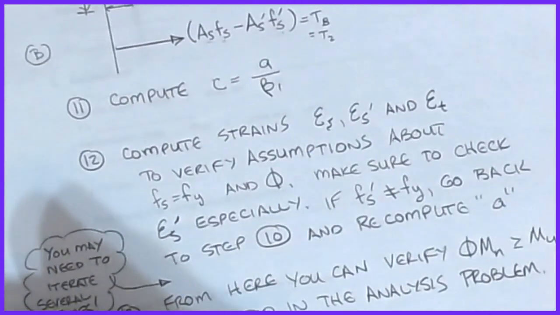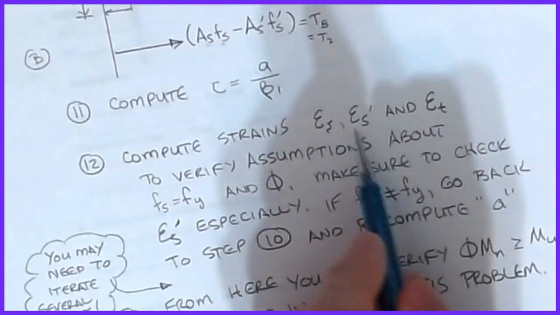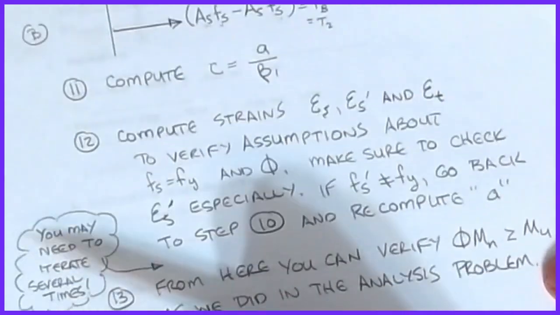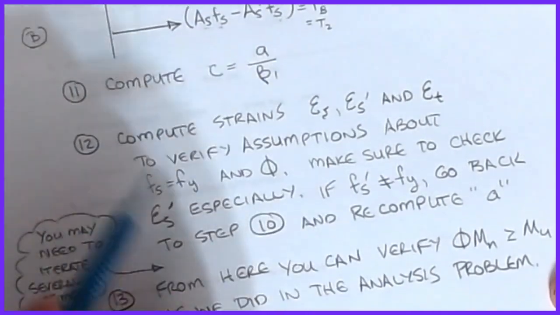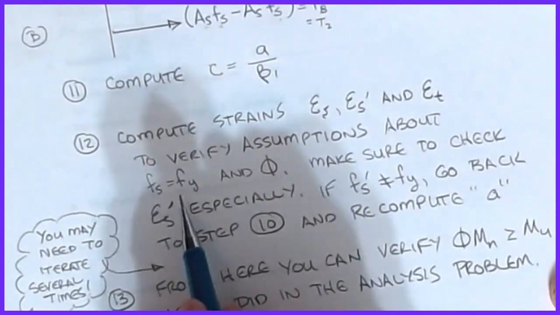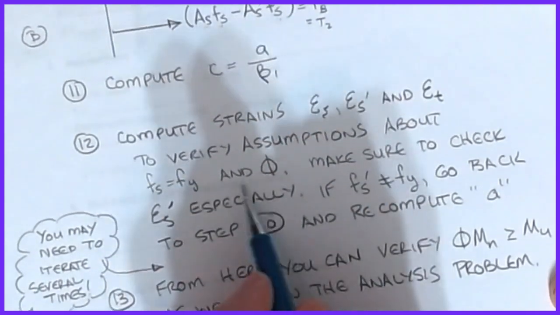Okay, and then we can move in and compute the strains using the proportions just like we did before, epsilon s prime and epsilon t. And basically that will verify our assumptions about fs and fy. Okay, this part is all exactly the same as the analysis that we did before. Once we check this with verify, we've got to have fs equal to fy.